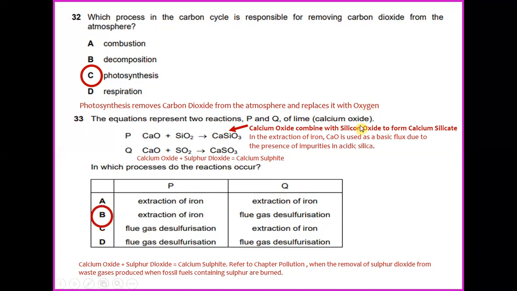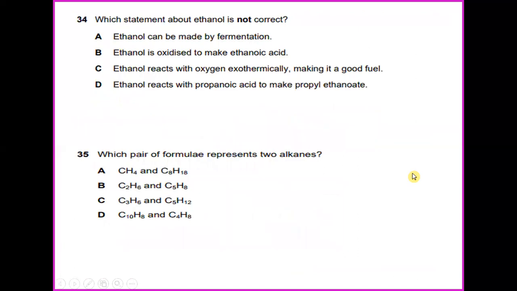The process of calcium oxide combined with silicon oxide to form calcium silicate is the process of extraction of iron. On the other hand, when calcium oxide combines with sulfur dioxide to form calcium sulfate, what actually happens is flue gas desulfurization. Okay, let's look into question number 34.